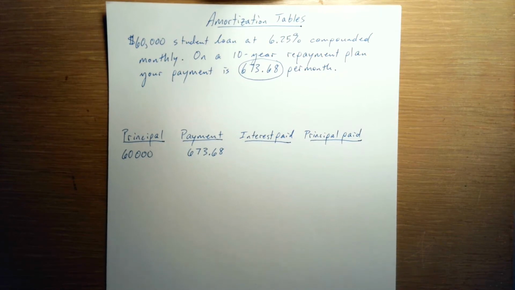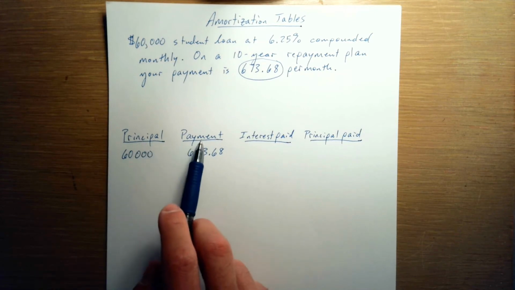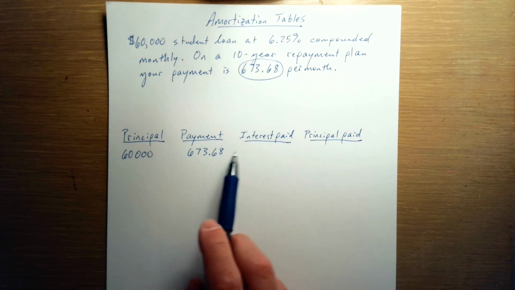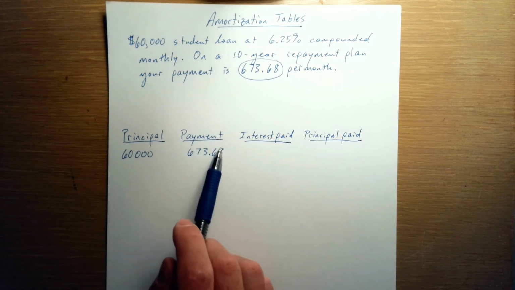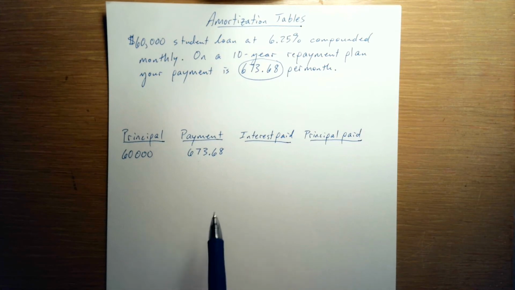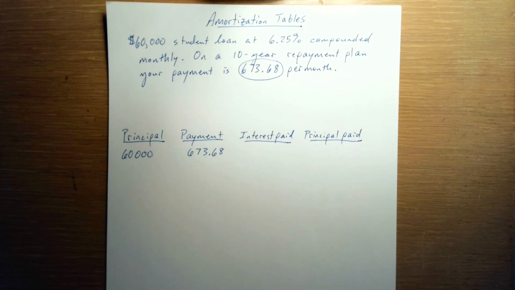Okay, so an amortization table includes the following four pieces of information. You have a column that corresponds to the principal, the payment, the interest paid for that payment, and the principal paid for that payment. So the whole idea behind this is that each payment that you make, in this case 673.68, some of it goes toward the principal, so it pays down your balance, and some of it goes toward interest, which doesn't pay down your balance. That's just money that you give to whatever lender you have. And that's the interest that they get. That's the cost of the loan.